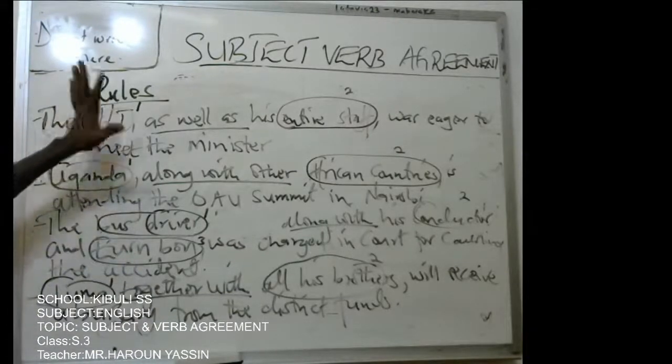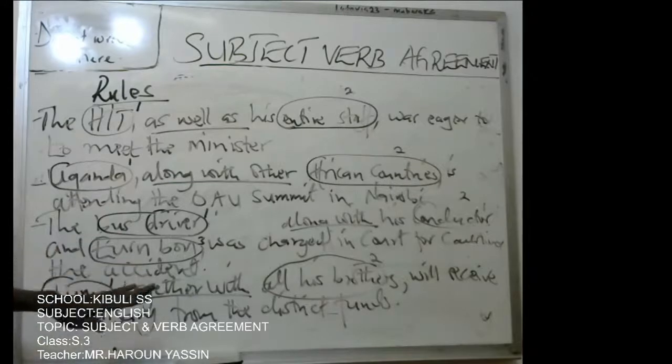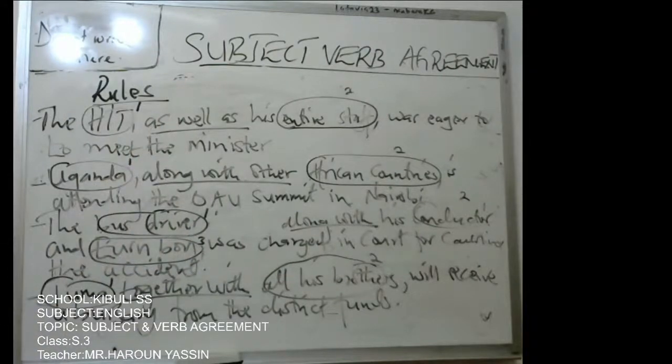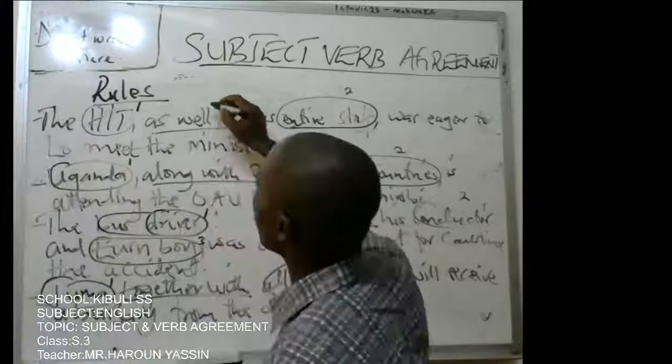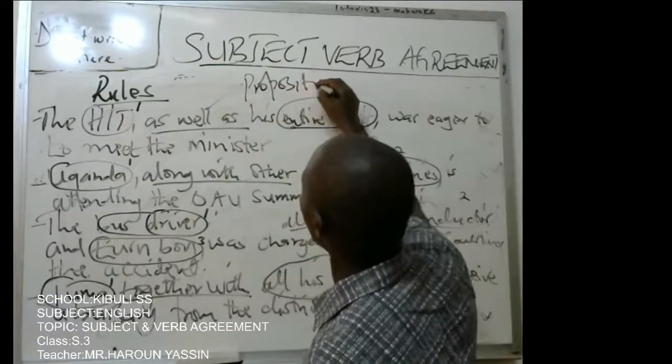In the first sentence, we have got two nouns. In the second sentence, two nouns. In the third sentence, we have got three. In the last sentence, we have got two. So here we have got more than one noun, but are we forming plurals? The answer will be no. We are not forming plurals. Reason, we are having what we call prepositional phrases.